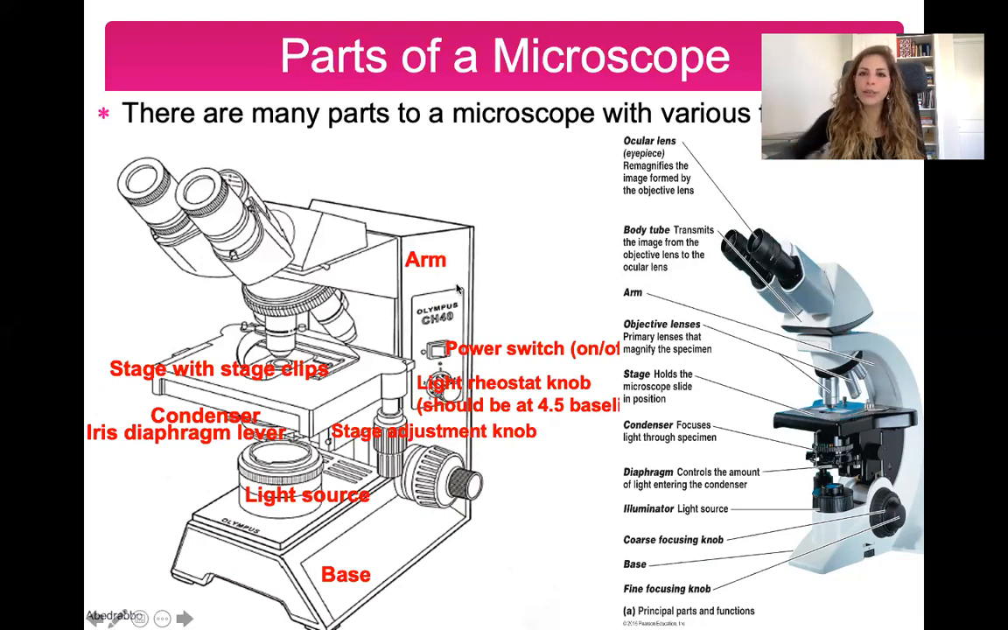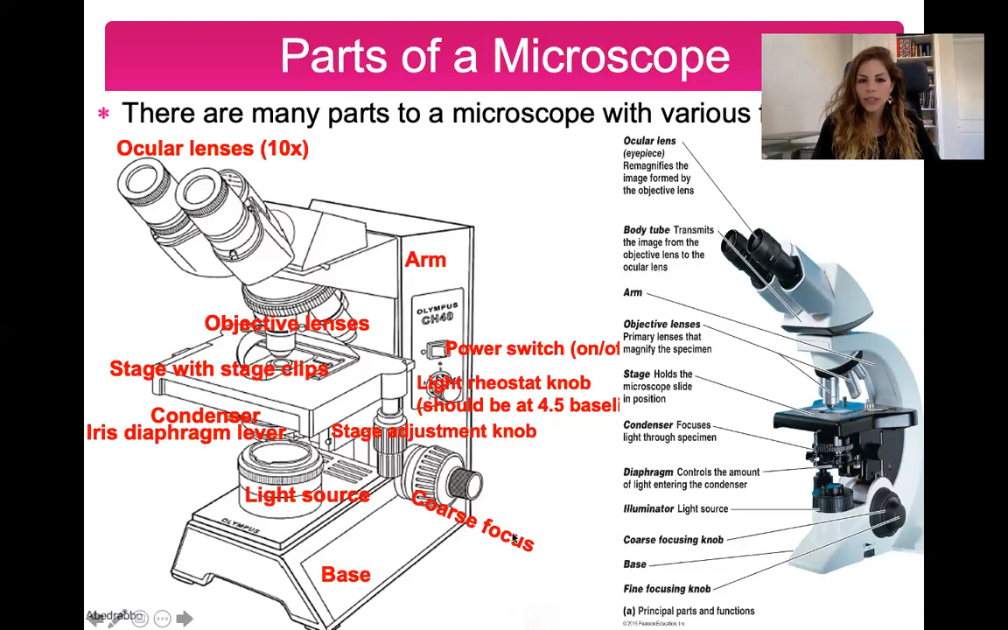Here is the stage adjustment knob. So this knob helps move the stage left and right, just goes this way, not up and down, just across. Here's the arm. Again, you hold the microscope from the arm and the base. And then the objective lenses: your light microscope has 4 objective lenses. They're 4x, 10x, 40x, and 100x magnification. And then here's the ocular lens. This is where you put your eye, and it is 10x magnification.